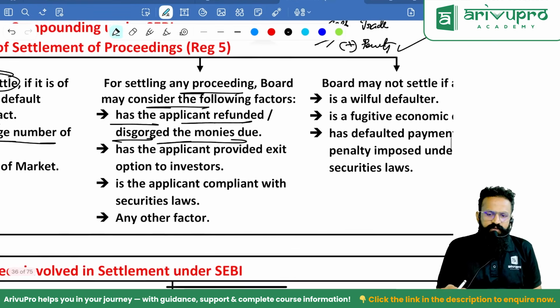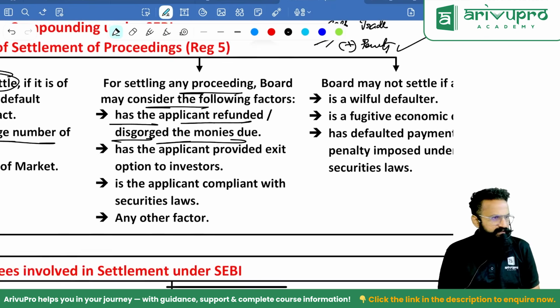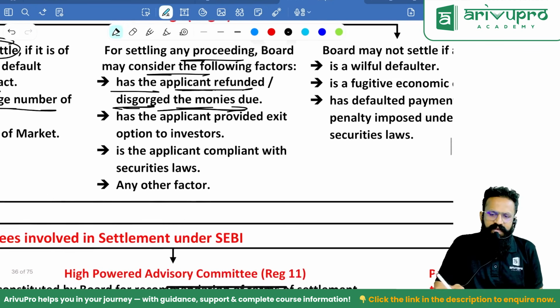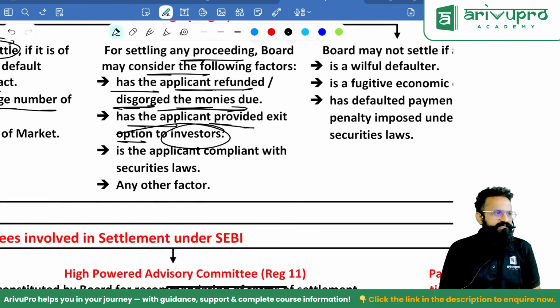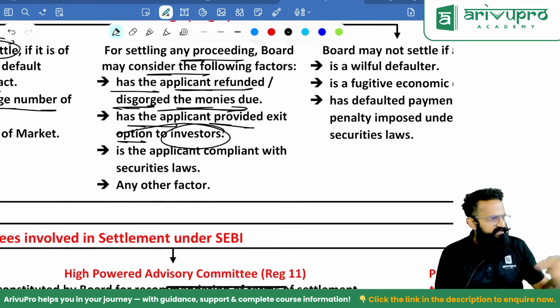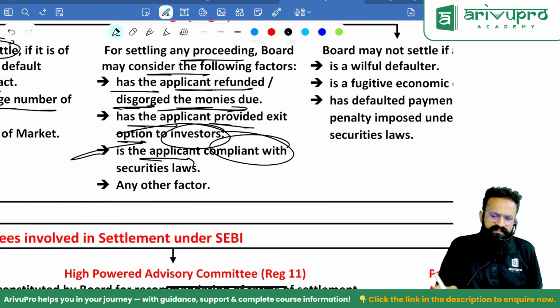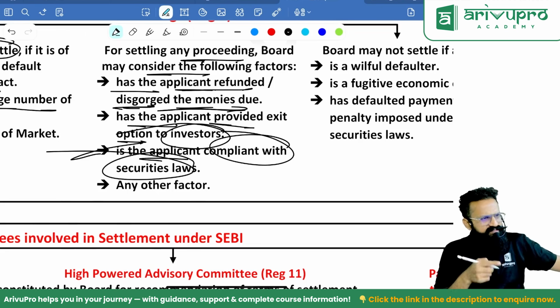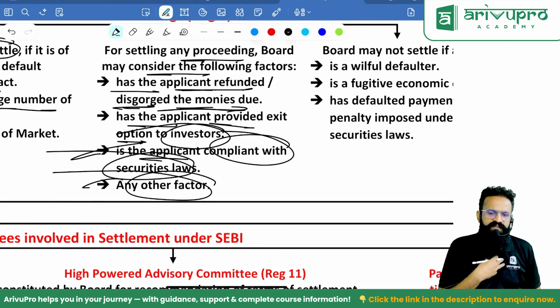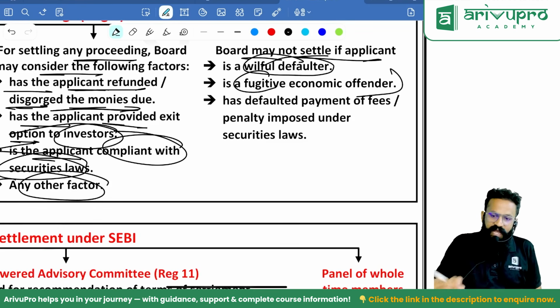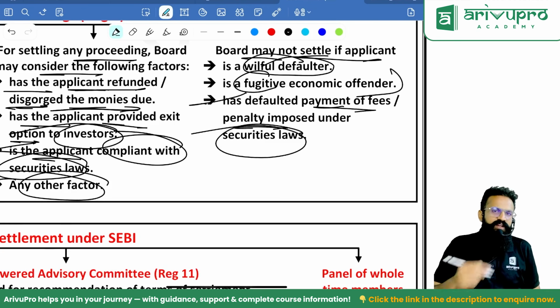Now see what they have given. For settling any proceeding, the board may consider the following factors. What is that? Has the applicant refunded or disgorged the money due? Next one, has the applicant provided an exit option to the investors? Now I would have taken, you guys are all still with me. First to settle off everything. Don't have a carry forward thing. Next one, is the applicant compliant with securities laws? All the other things, are you complying? Rest of it and any other factors I will consider before I pass a settlement order. Next one, the board may not settle if the applicant is a willful defaulter. Next one, a fugitive economic offender who has defaulted on payment of fees or penalty imposed under securities laws.